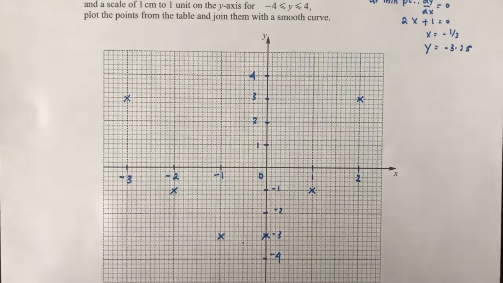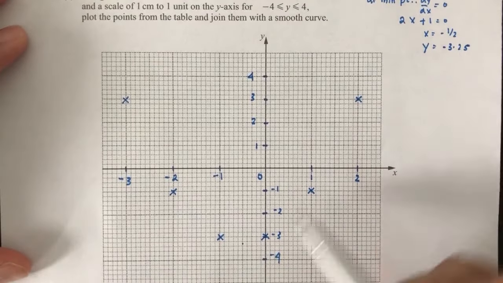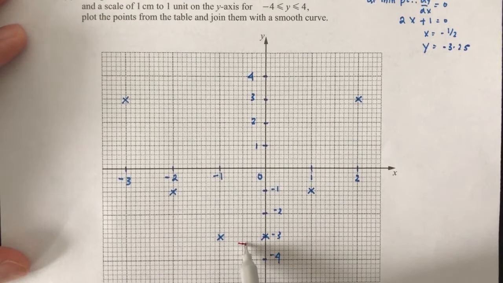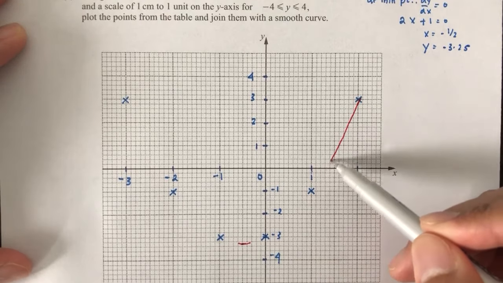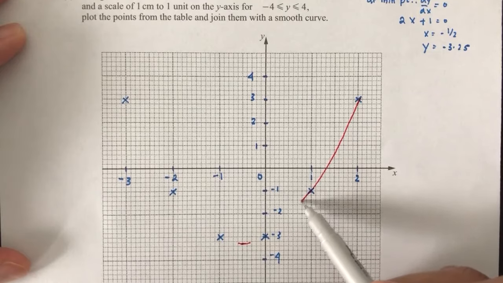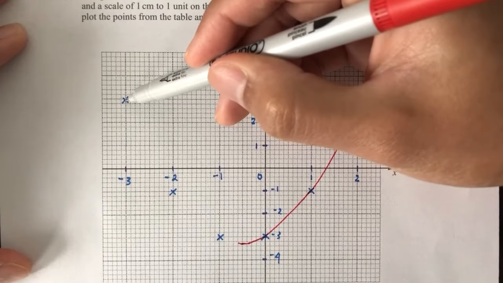So now let's join the curve and see what the questions are. So this is our minimum point here. Okay, so this one is good. All right, and then this side has to go this way.